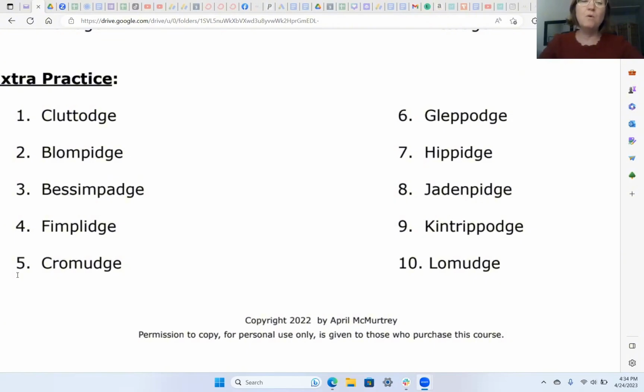Number 5, crowmudge. Number 6, glepage. 7, hippage. 8, jadenpidge. 9, kintripage. 10, lowmudge.